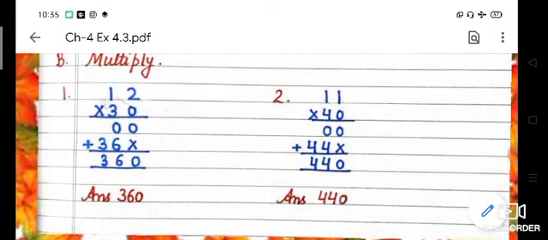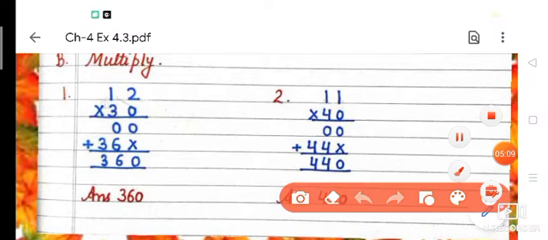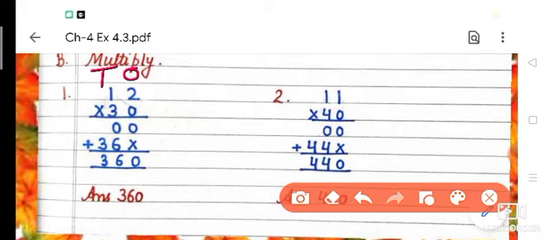But the basic rule also you have to understand. See now how we are doing. Firstly, place the ones and tens. How are we doing it? Firstly, we multiply with the down number, that is 0. 0 with 2, 0 with 1 in the first step. So 0 twos are 0, 0 ones are 0.